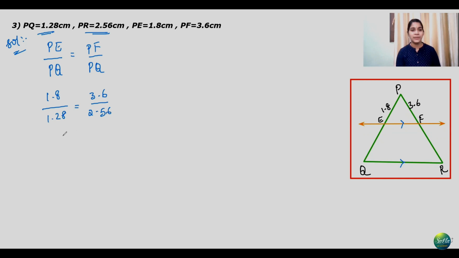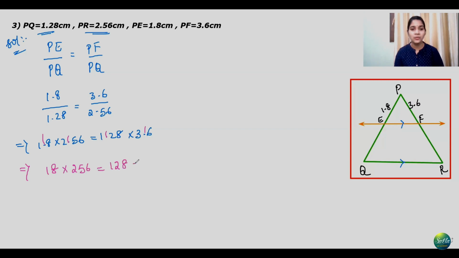So let us go with the cross multiplication of these values now. So 1.8 into 2.56 is equal to 1.28 into 3.6. See, better we take the cross multiplication instead of cancelling on the LHS and RHS side. So we can directly get the most simplified way rather than cancelling on both sides. Here we have decimal values with a single digit and 2 digits, so we can cancel out the decimal points as well. So now we are left with 18 into 256 is equal to 128 into 36.